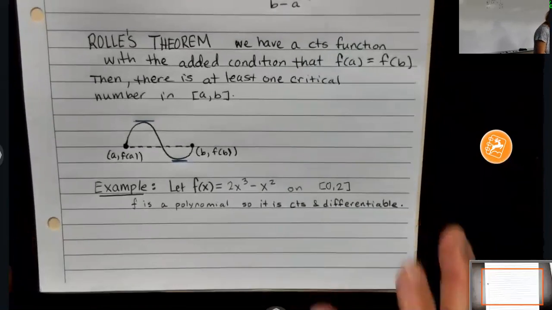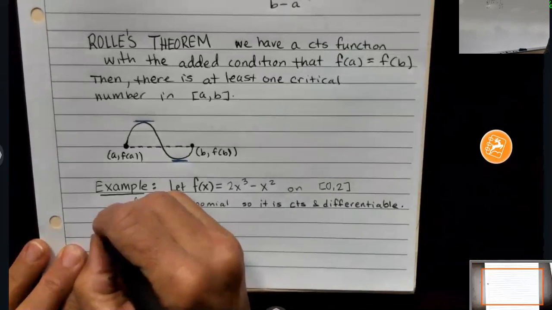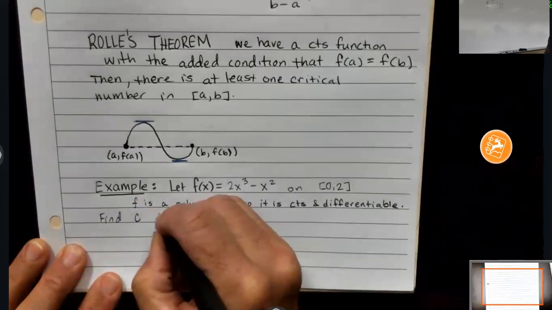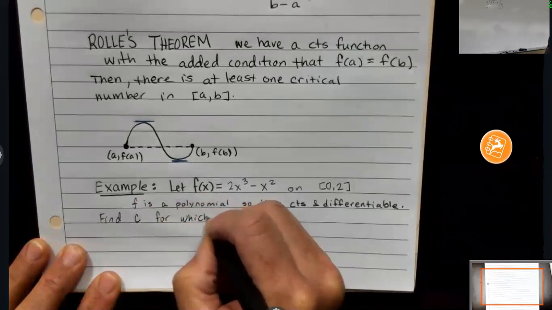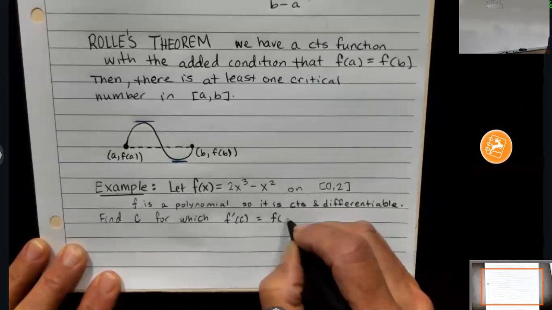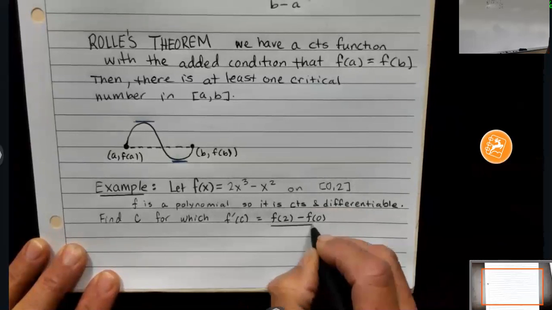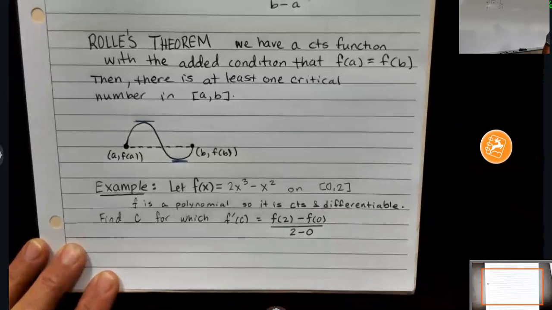So since it's a polynomial, I know it doesn't have any crazy behavior. It's continuous and differentiable. That means the mean value theorem does guarantee me a number c, at which the slope of the tangent line is equal to the slope of the line through the two endpoints. Let's find that number c. I want you to find c for which f prime at c is equal to f of 2 minus f of 0 divided by 2 minus 0.